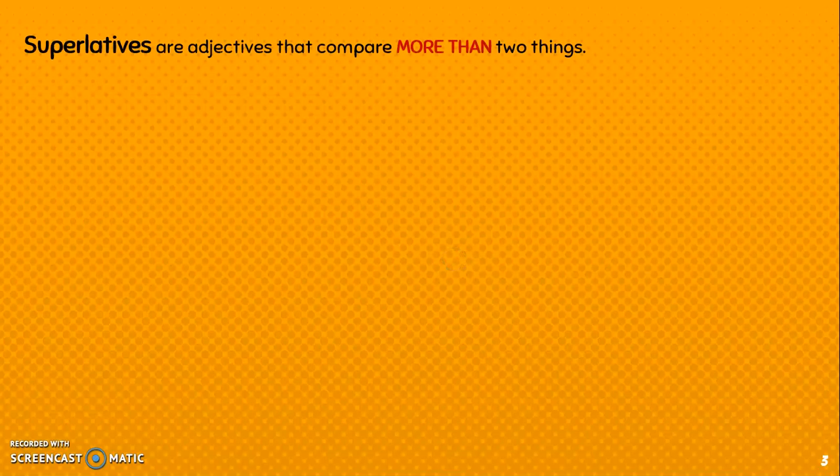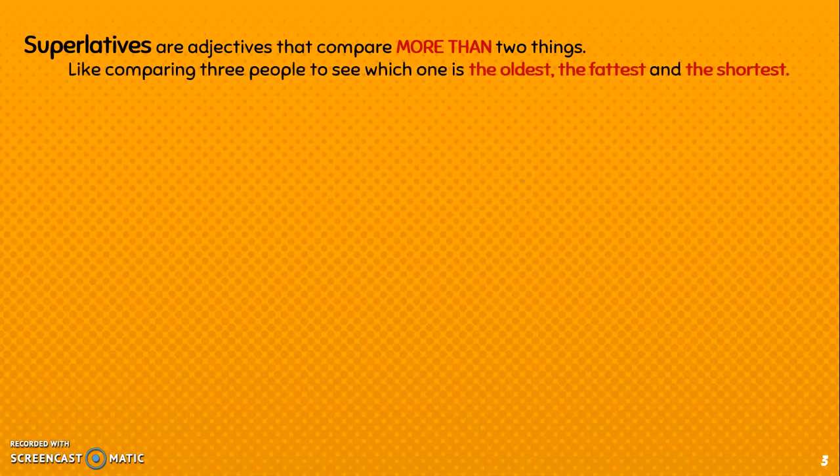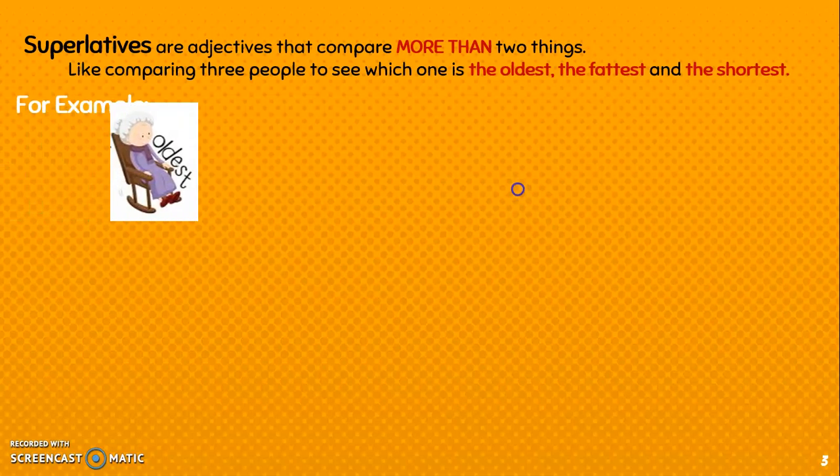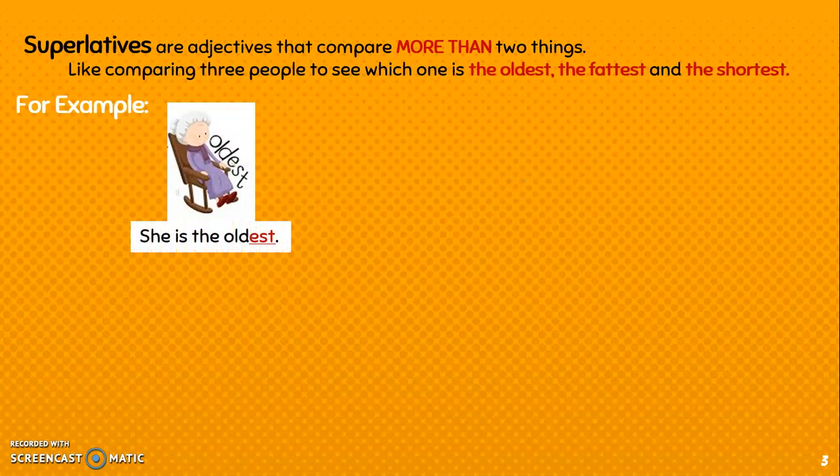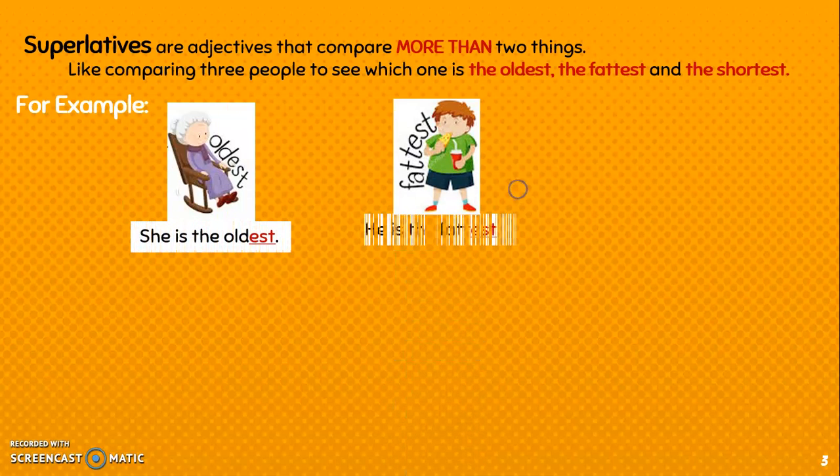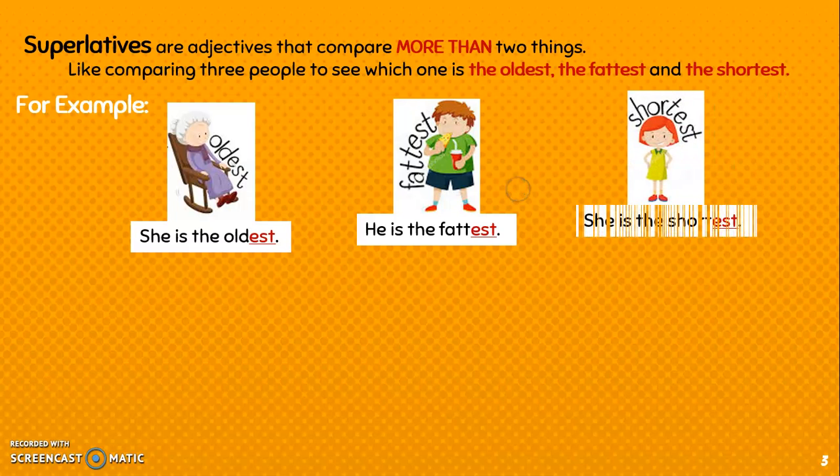Superlatives. Superlatives are adjectives that compare more than two things, like comparing three people to see which one is the oldest, the fattest, and the shortest. For example, she is the oldest, he is the fastest, and she is the shortest.